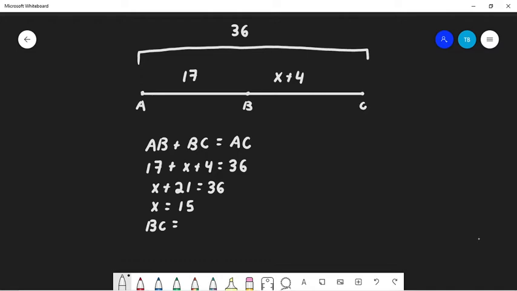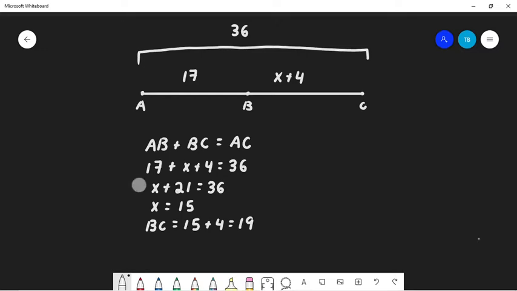But we know what x is now. It's 15, so we can just plug that in for x. So 15 plus 4 would be equal to 19. So depending on what they're asking you to solve for, you may be asked to solve for the variable, or you may be asked to find what the length of the segment is, or both. So just be careful about what you are being tasked to do.